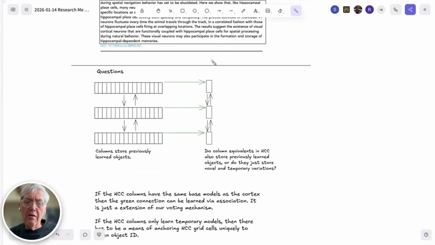Well, first of all, I don't know of any evidence that the hippocampus is getting direct sensory input. But it would make sense that this activity here would very quickly lead to activity here, which is what it is. It's very quick. Yeah, that's nice.